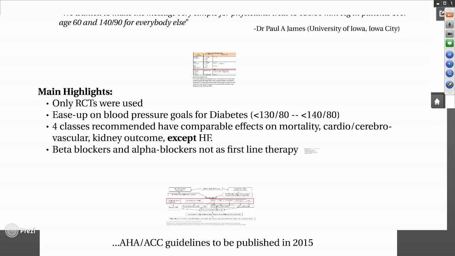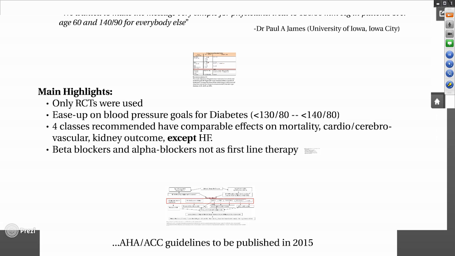They were based only on randomized controlled trials, and we know that RCTs are the gold standard because they are really strong predictors of efficacy and effectiveness of drug therapy. So these are the only types of trials that they used. They eased up on the blood pressure goals. For example, in patients with diabetes, instead of less than 130 over 80, they say 140 over 80.